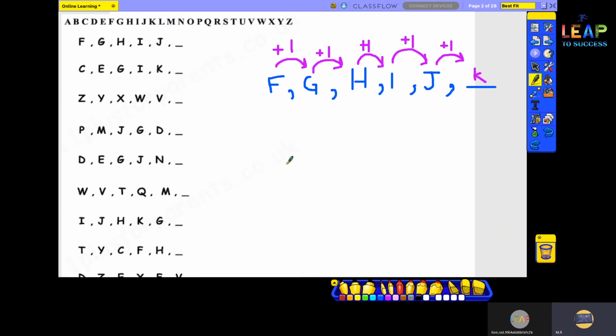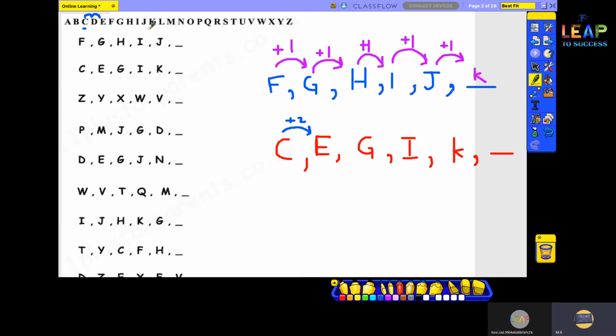Okay, so let's start off with example 2. And you've got C, you've got E, G, you have I, and you have K. Okay, these are the letters, and you need to find the missing letter. So let's have a look. So let's start with C, and in this case, you can see that you're moving forwards, so it's going to be a plus. So +2 so far.